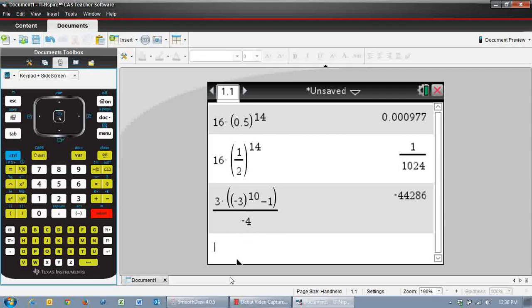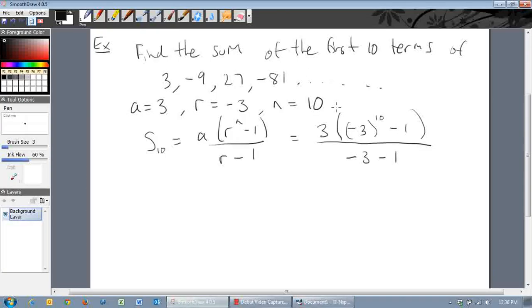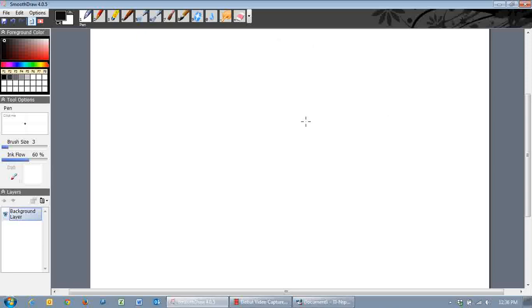So negative 44,286. Okay, beautiful. So if you sum all the terms together of this geometric series here, that's the answer you get. So just use that formula. One more example I'll do of geometrics, and then we'll do something much more exciting.